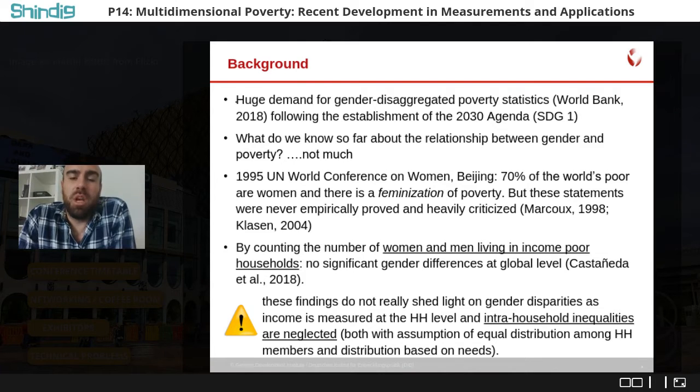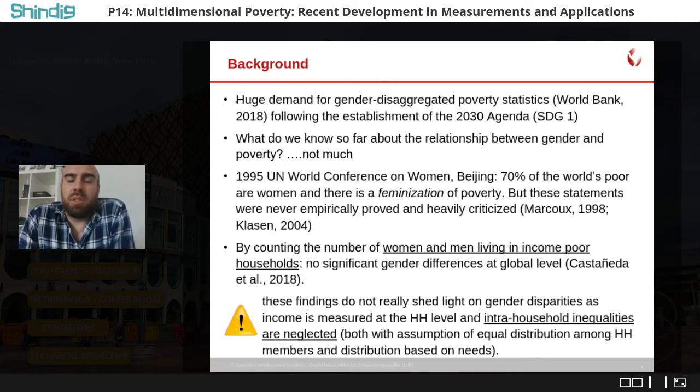So we put here the example of the 1995 World Conference on Women in Beijing, where one of the statements was that 70% of the world's poor are women. And then there was also a feminization of poverty, meaning that this trend of higher poverty for women was actually increasing. But these statements, despite being used by many, were actually never empirically proven, and so there was a lot of criticism about whether these statements were true or not. So this was the background showing that there was not much empirical evidence in the past decades.